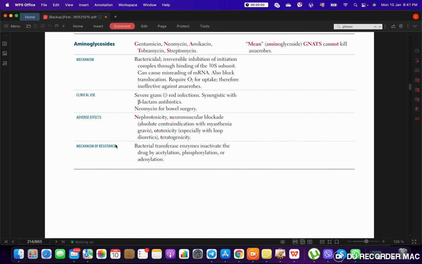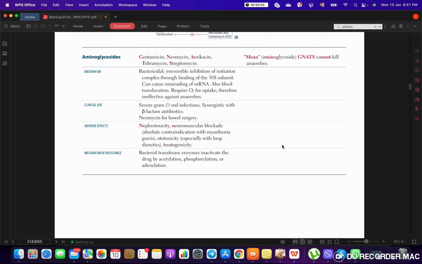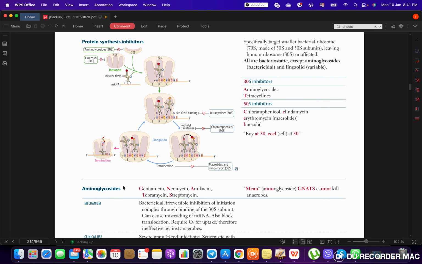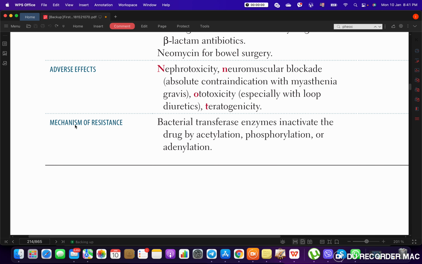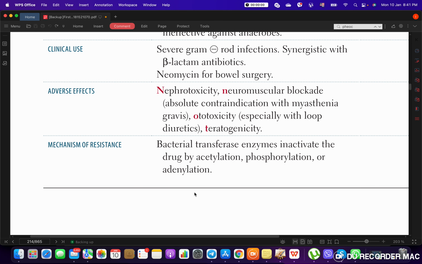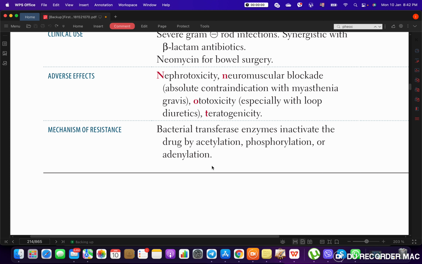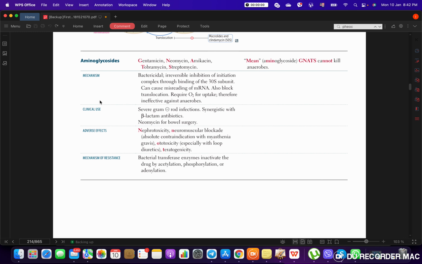Mechanism of resistance: the bacterial transferase enzymes inactivate the drug by acetylation. So the transferase in the bacterial cells is like, okay, we are bringing in aminoglycosides, and that's not a good idea, so let's deactivate it. How? Acetylation, phosphorylation, adenylation. Basically, a biochemical reaction that inhibits the drug from being taken inside of the cell.